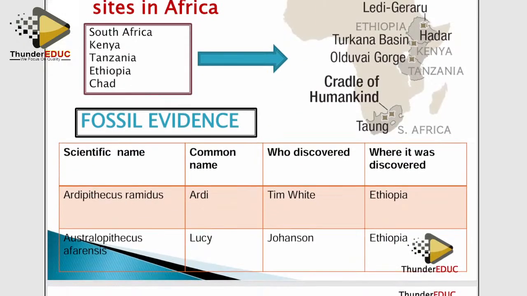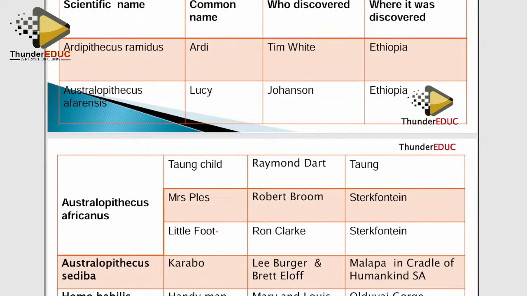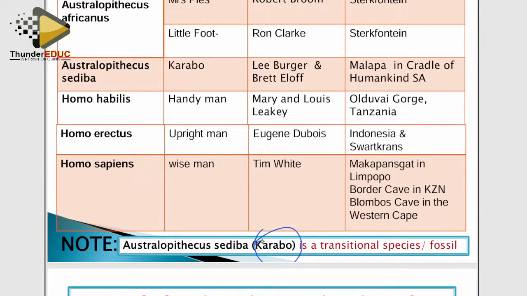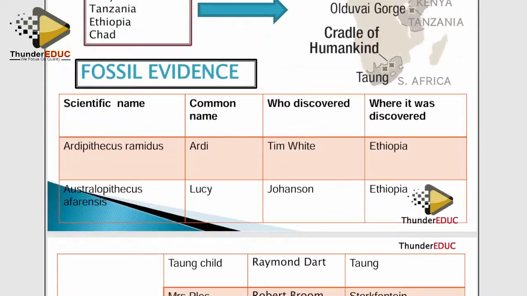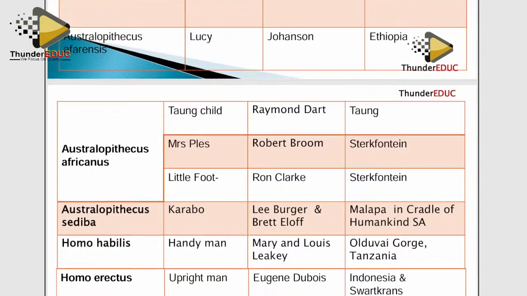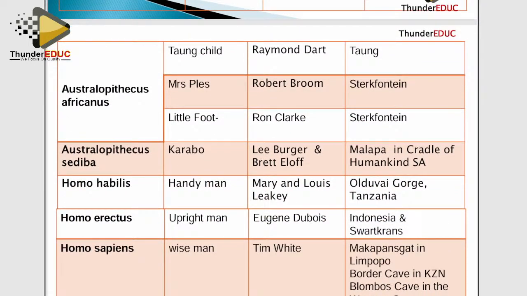This one, I'm not going to teach it. You have to know this table. The only thing I'm going to emphasize is which one is a transitional fossil, Carabo. Which species first used tools? It is Australopithecus. No, it's Homo habilis. Yes, Homo habilis first used tools, which you call the handyman.